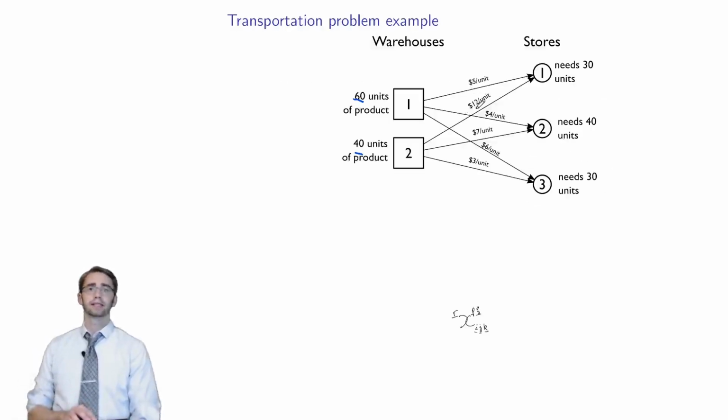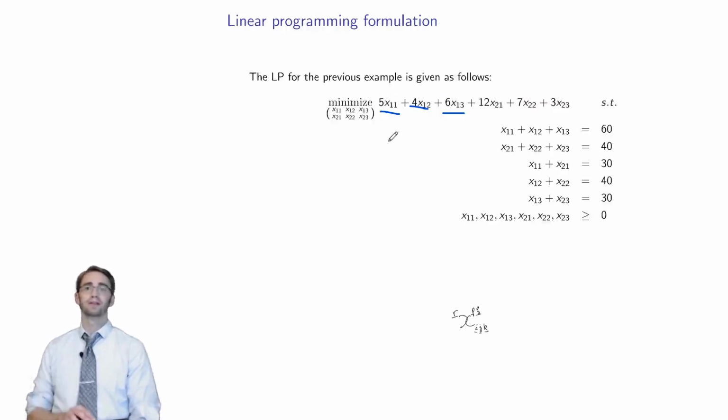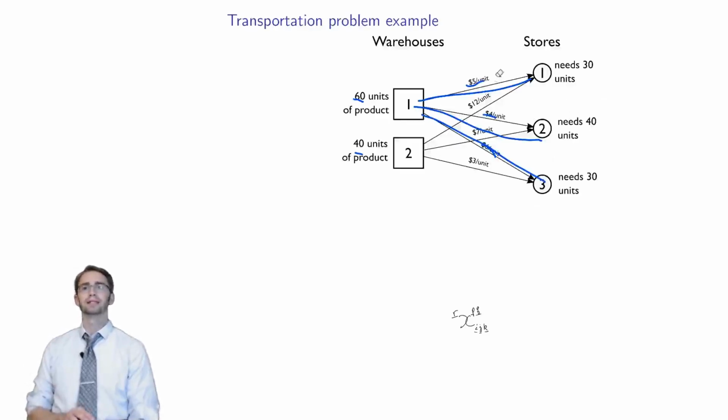The 5, 4, and 6 that I just wrote come from this 5 here, and this 4 here, and this 6 down here. This is how much it costs to go to store 1, store 2, and store 3 from warehouse 1. So it's $5 for every unit that we send from warehouse 1 to store 1, $4 per unit that we send from warehouse 1 to store 2, and $6 for every unit that we send from warehouse 1 to store 3.